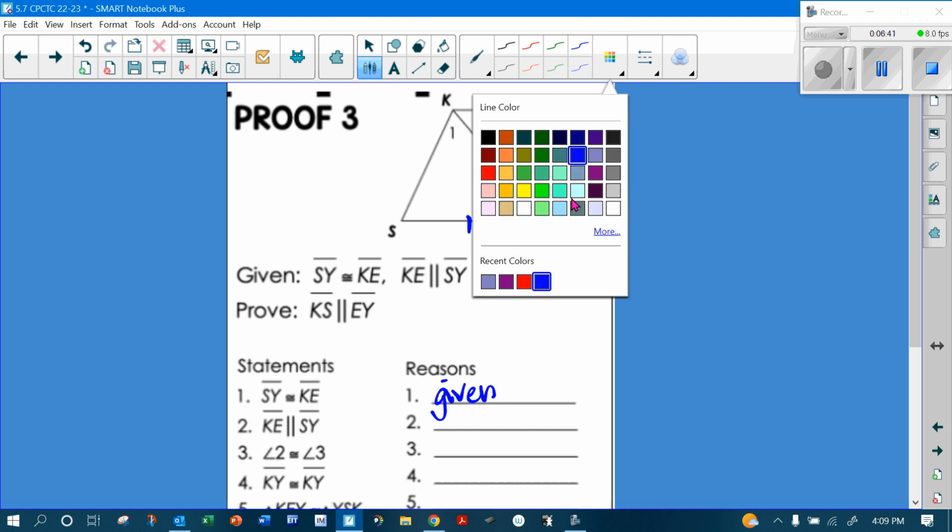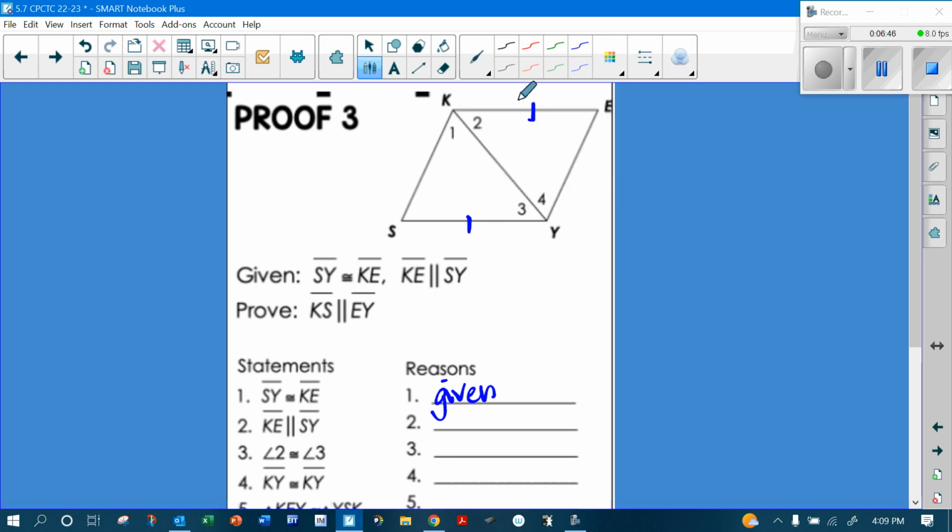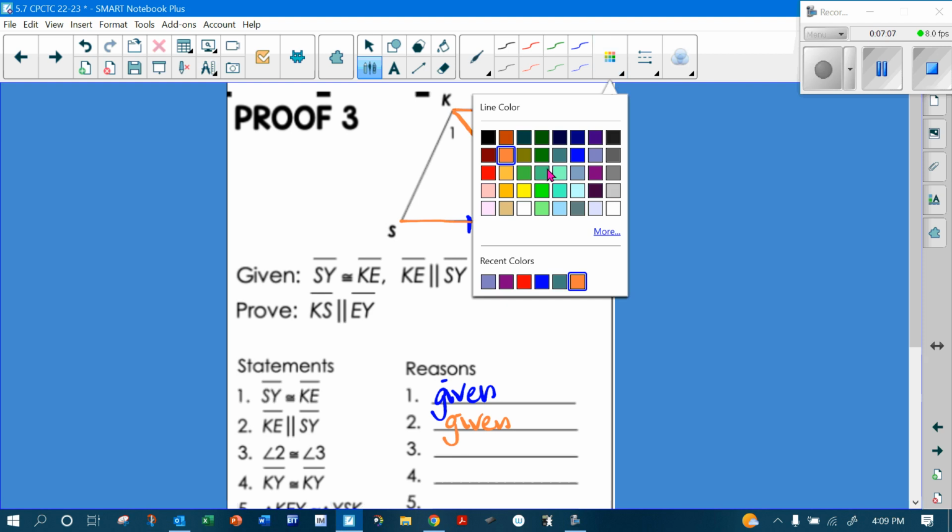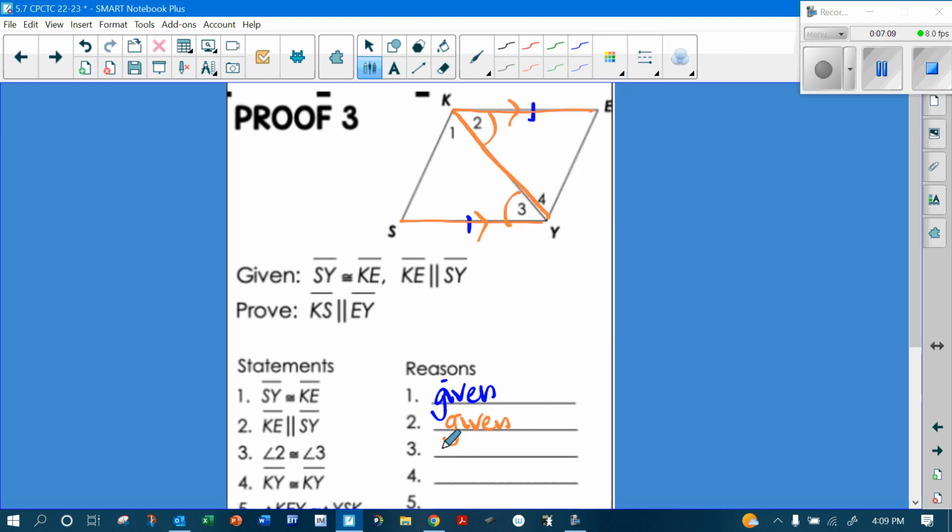KE, I'm going to change the color here. KE is parallel to SY, so this is parallel to SY, so this is also given. Now, since these two pieces here are parallel, this is going to be my transversal, meaning that angle 2 is congruent to angle 3 because they are alternate interior angles.